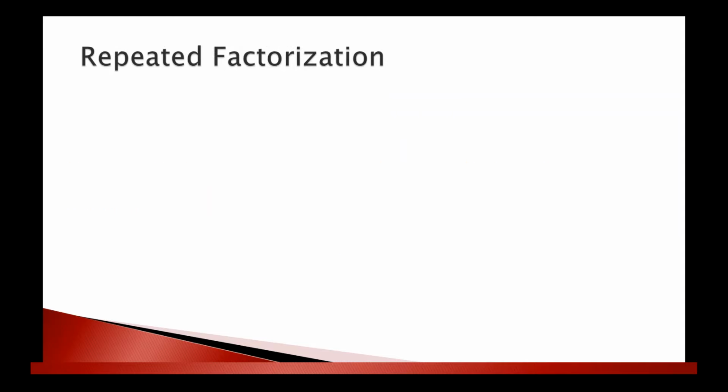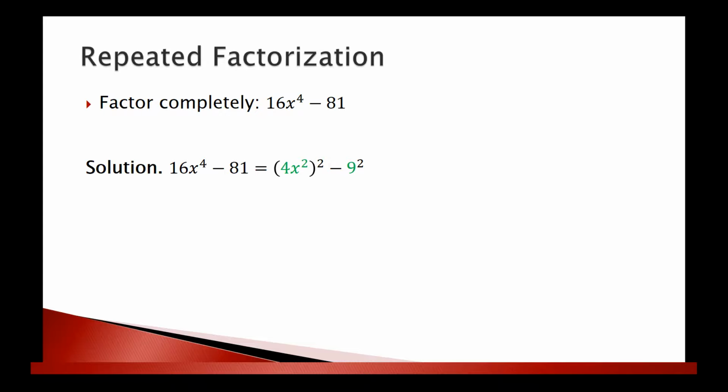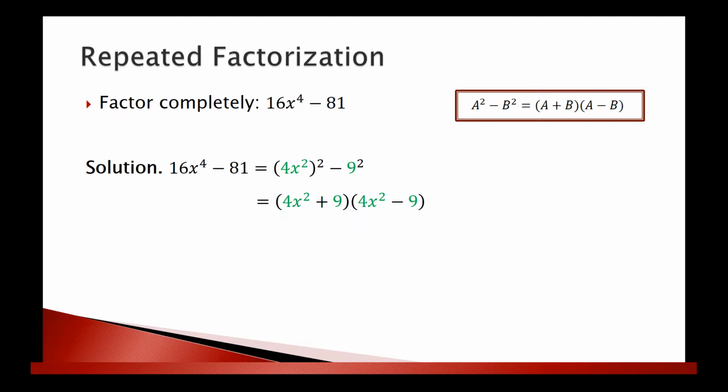Alright, sometimes we have repeated factorization, like in this example. Let's factor 16x to the 4 minus 81 completely. We can write 16x to the 4 as (4x squared) squared and 81 as 9 squared. So 16x to the 4 minus 81 equals (4x squared) squared minus 9 squared, which is the difference of two squares, a squared minus b squared, where a can be 4x squared and b can be 9. So we'll have (4x squared plus 9) times (4x squared minus 9).